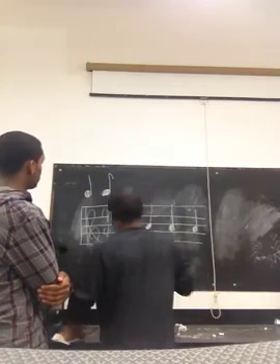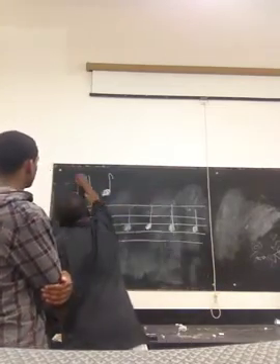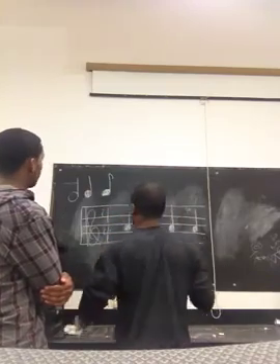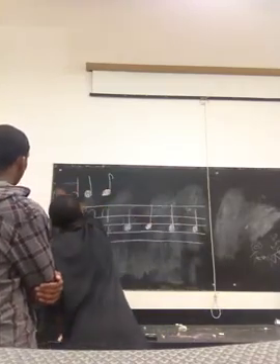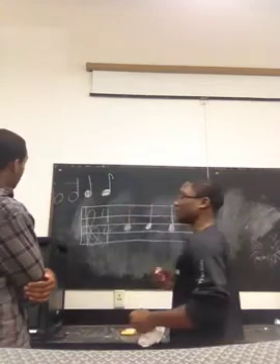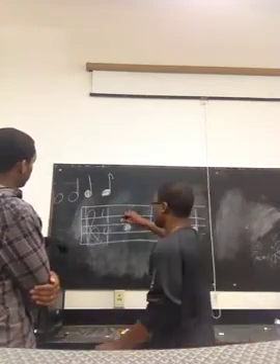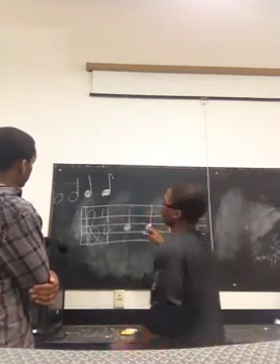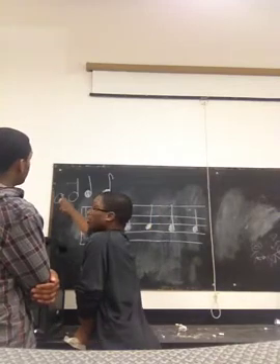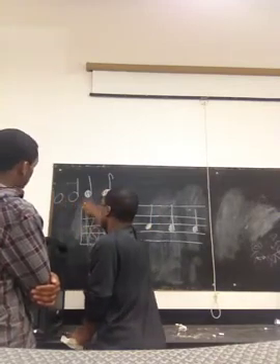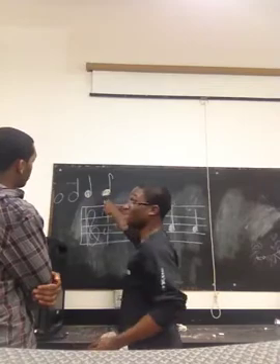Quarter note. A half note. And then you have a whole note. Each of these are just double the other. This is worth 4 beats. This is worth 2 beats. This is worth 1 beat. This is worth a half a beat.